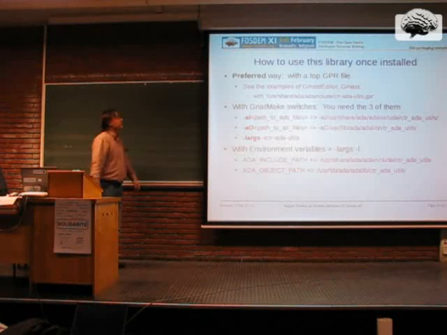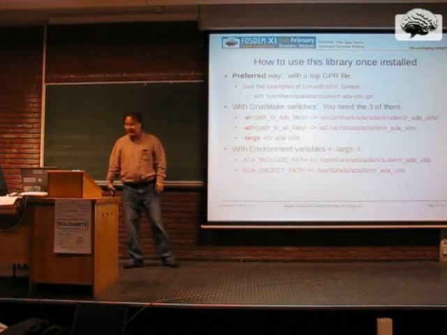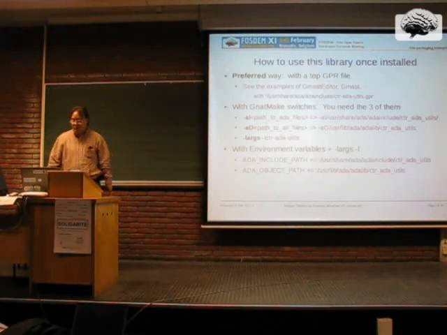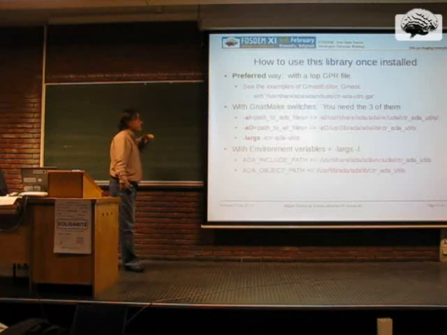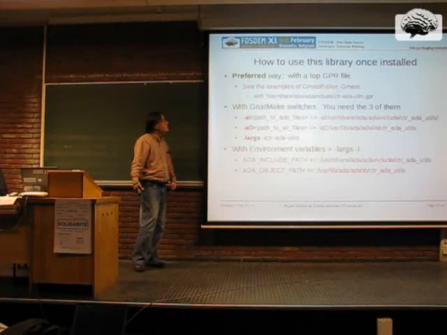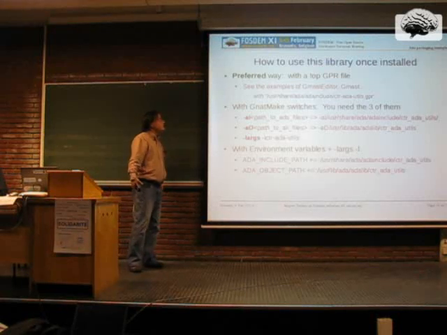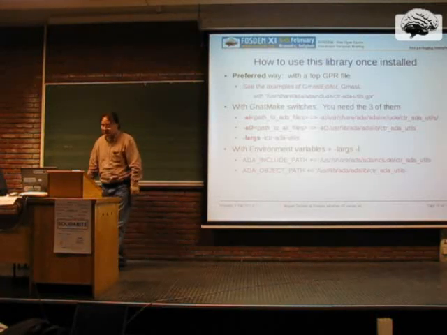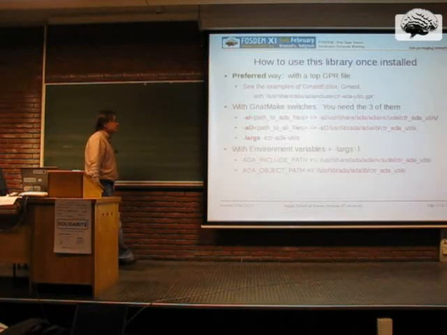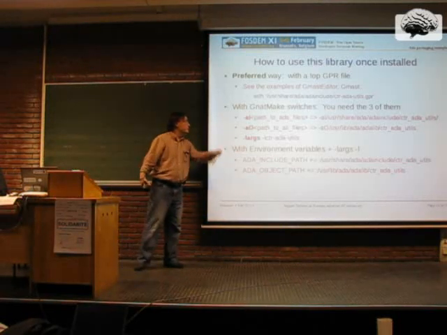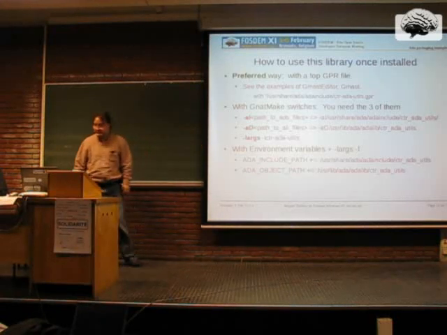So this is also generic. How do we use a library? You can see the Ada policy for that. The preferred way is to create a top GPR file, like Ludovic did in the example that we have shown. If you insist on not using it, there are some switches in GNAT to make it find the ADS and the ADI files, and you need to specifically link against the library, or you can use environment variables.